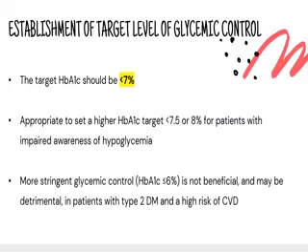Establishment of target level of glycemic control. The target HbA1c should be less than 7. Appropriate to set a higher HbA1c target, less than 7.5 or 8, for patients with impaired awareness of hypoglycemia. Most stringent glycemic control, HbA1c less than 6, is not beneficial, may be detrimental in patients with type 2 diabetes and a high risk of cardiovascular disease.